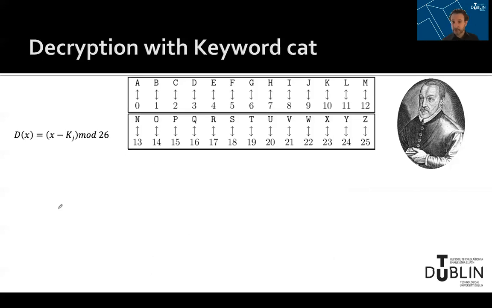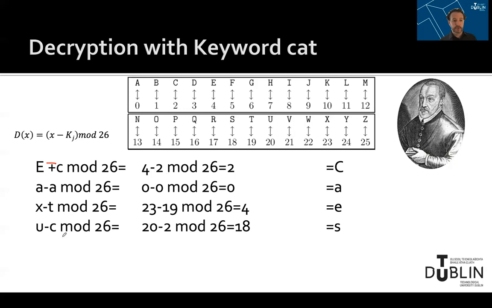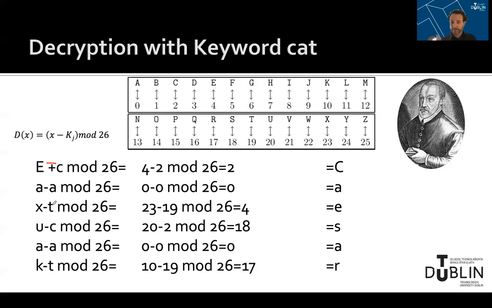To decrypt, you subtract. That's E minus C, 4 minus 2 is 2. A minus A is 0. X minus T gives me A, and U, 20 minus 2. So very straightforward. And once again, C-A-T, C-A-T, repeat again and again.